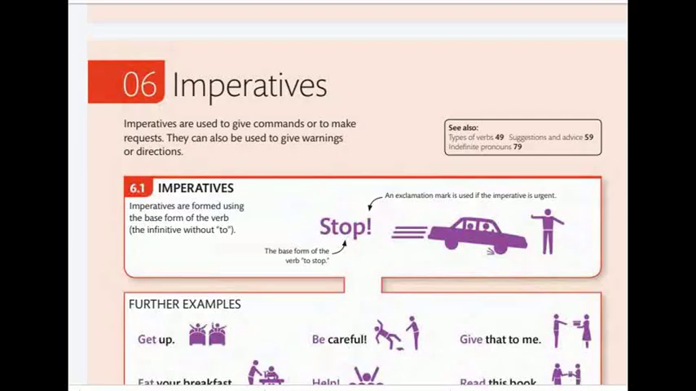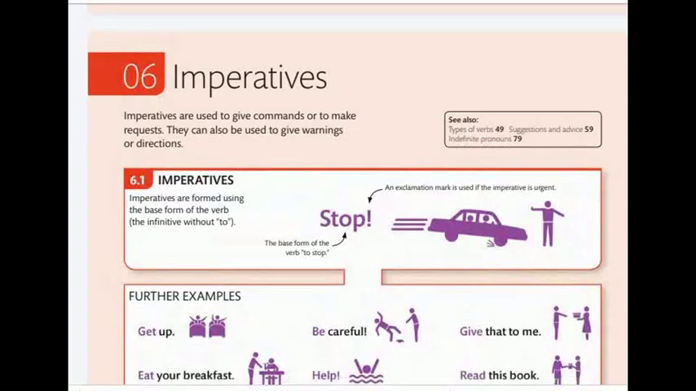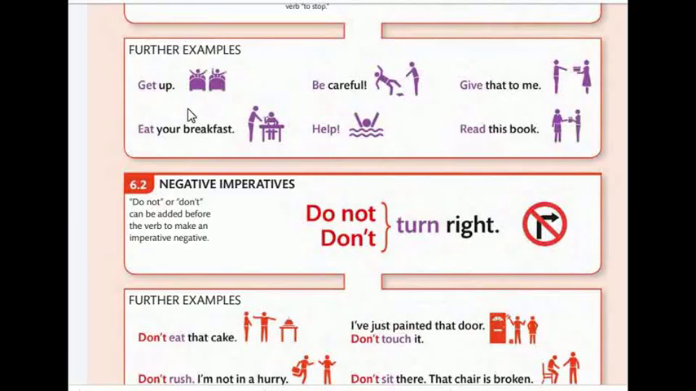Unit number 6, imperatives. Imperatives are used to give commands or to make requests. They can also be used to give warnings or directions. 6.1 Imperatives. Imperatives are formed using the base form of the verb, the infinitive without to. Stop. The base form of the verb is stop. An exclamation mark is used if the imperative is urgent. Examples: Get up, eat your breakfast, be careful, help, give that to me, read this book.